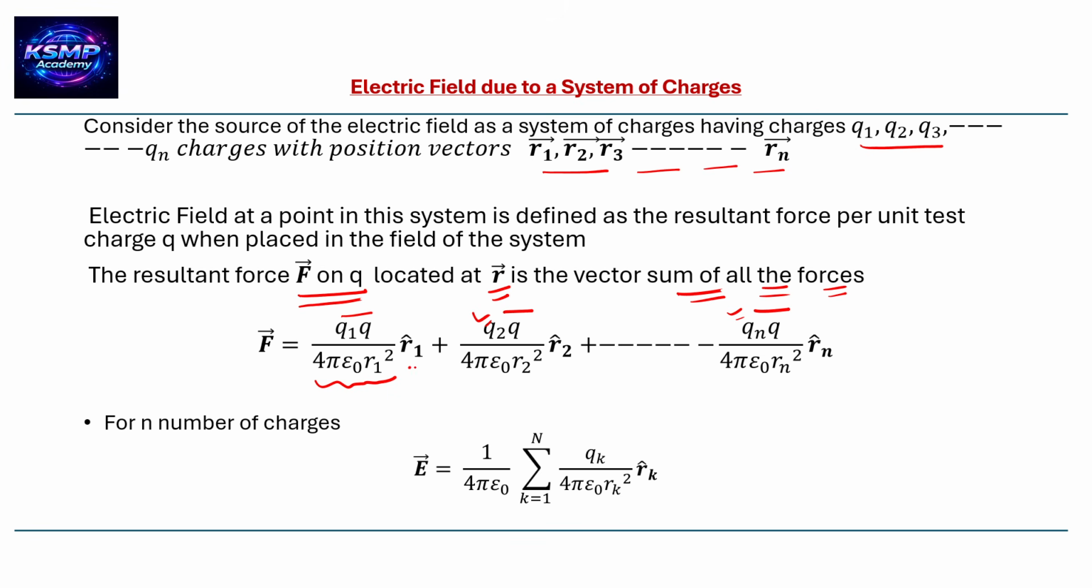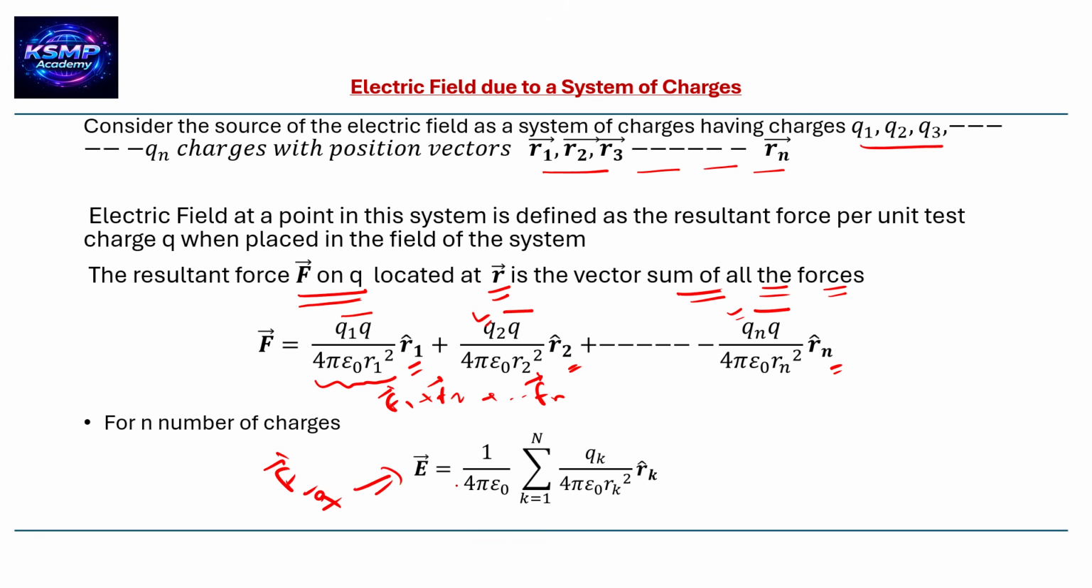And remember, R1, R2 and Rn are representing the unit vectors, that is, the direction of these forces. That is, you can say that this is the sum of F1 plus F2 plus Fn. So R1, R2 and Rn are the unit vectors giving the direction of the force. So electric field intensity, now we can write as the resultant force F upon Q.